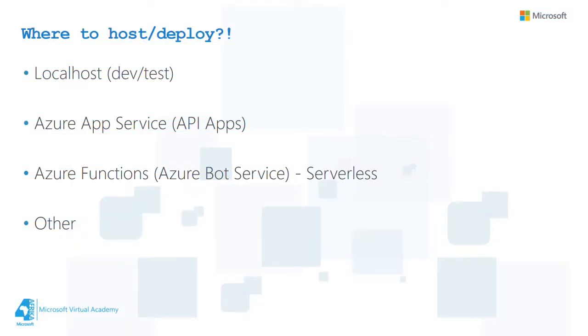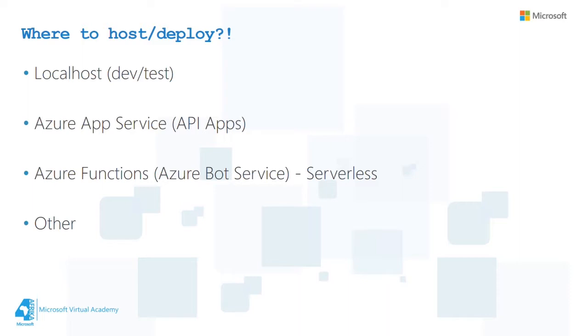To host and deploy our bot, we have different options. The first one is the local host, the same as we saw in the demo, and it's mainly used in dev and test. The second option is to use Azure App Service, or mainly API apps, as we're going to see in the next demo. And the third option is to use Azure Functions or going serverless, and that will be the way to go when we talk more about the Azure Bot Service, and we'll discuss this in detail in our last module. And we definitely have different options, like just having a virtual machine with your web service up and running, or maybe another cloud platform.